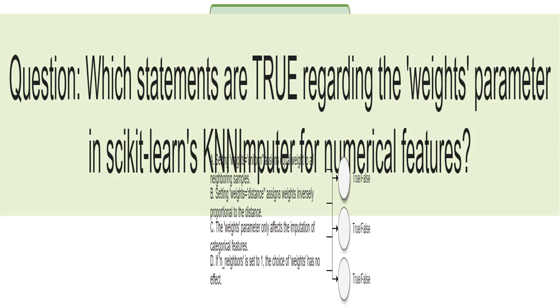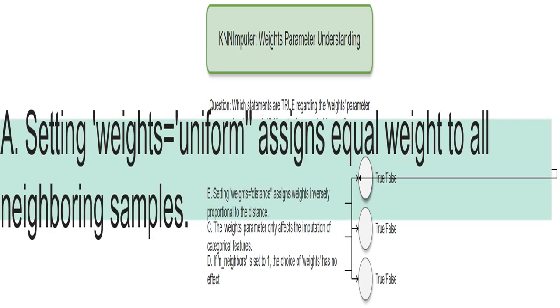This is the quiz question. I'm asked to identify which statements accurately describe how the weights parameter in KNNImputer works. It's a multiple-choice question testing my understanding of KNNImputer's functionality. This statement claims that setting weights to uniform means each neighbor contributes equally to the average value used to fill in a missing data point. I need to determine if this is true or false based on my knowledge of KNNImputer.